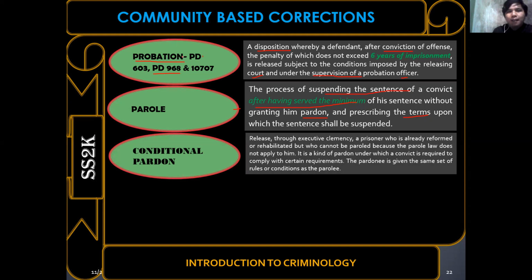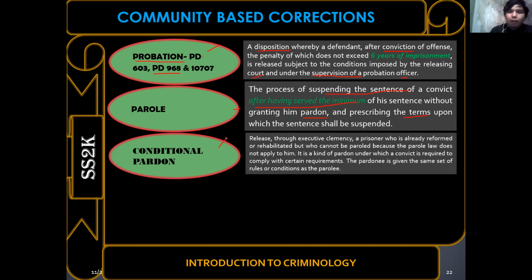Pagka nag-undergo ng probation, ang tawag sa kanya is probationer. Pagka nagrant na ng probation, pag tumakbo, ang tawag sa kanya is absconding probationer. Pag nagrant na. Pero pagka nag-a-apply pa lang, tumakbo, absconding petitioner. Yan.